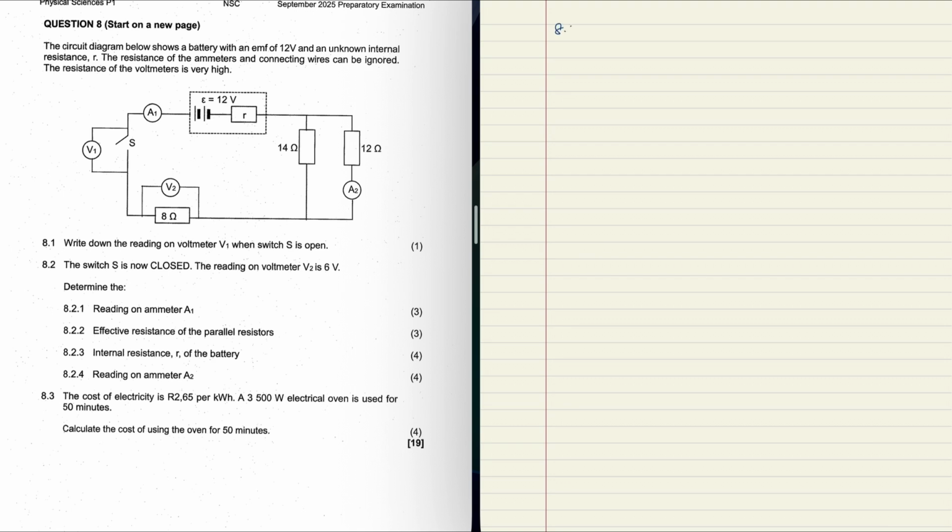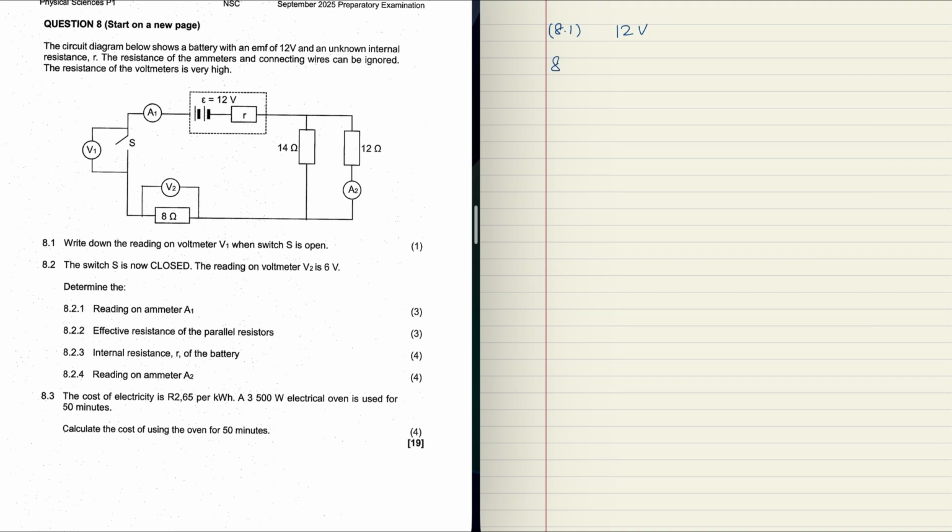Now, it may not look like it, but V1 is actually connected across the terminals of the battery. So if the switch is open, the reading across the terminals of the battery is going to be the EMF. So it's going to read 12 volts. And you can test this by drawing lines from the terminals, and you'll see that it's going to connect straight to the voltmeter.